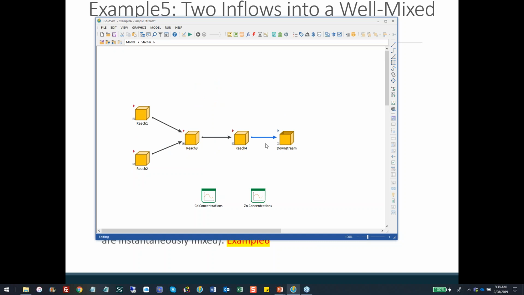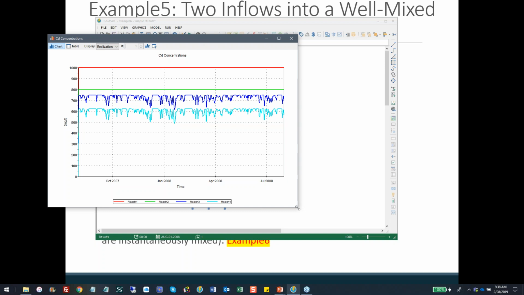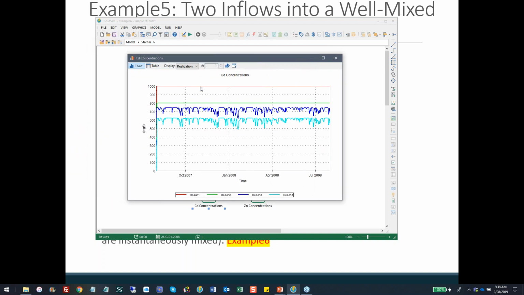So I've just set up this very simple system, and if I run it, I can calculate the concentration. So here's the concentration of zinc in those 4 reaches. The concentration in reach 1 and reach 2 are constant. We set it up so that it's a constant concentration leaving reach 1 and reach 2. Reach 3 is bouncing around. Reach 4 is bouncing around, and it's been diluted, obviously.